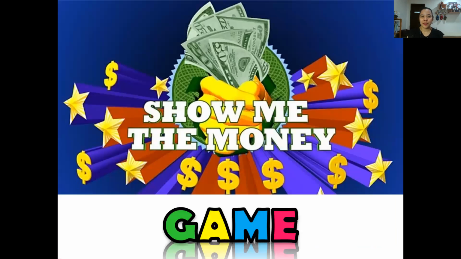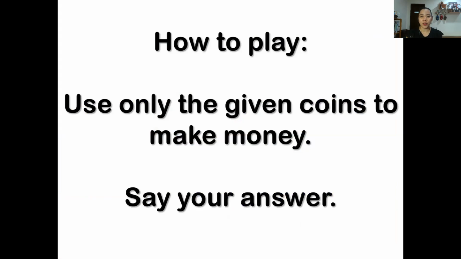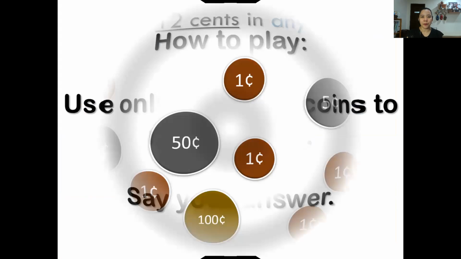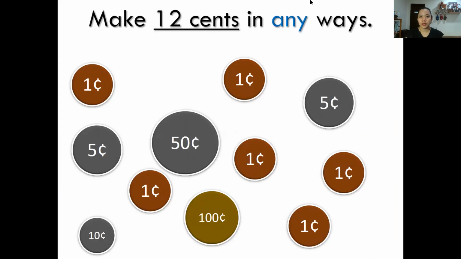So let's move on. Let's play the Show Me the Money game. In this game, you're going to use only the given coins to make money. And you're going to say your answer. So for example, it says here, make 12 cents in any way. So you have there different coins and you make 12 cents. For example, you can say 5 cents and 5 cents and 1 cent and 1 cent is equal to 12 cents. So if you are correct, you'll see that there's a star.